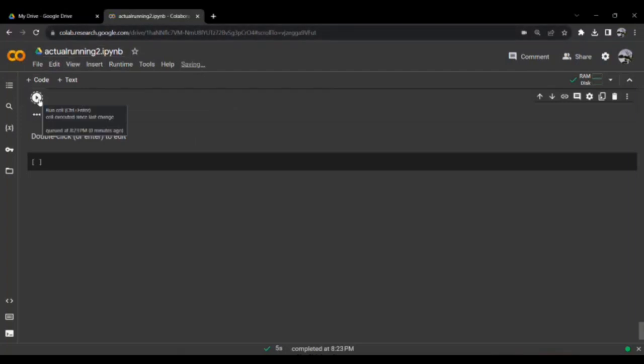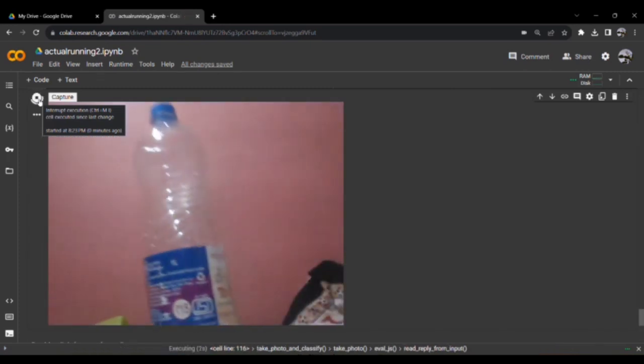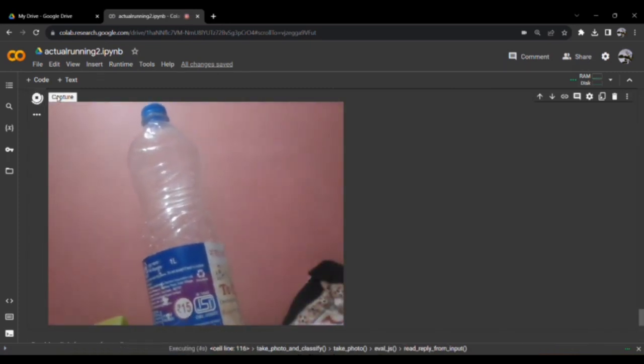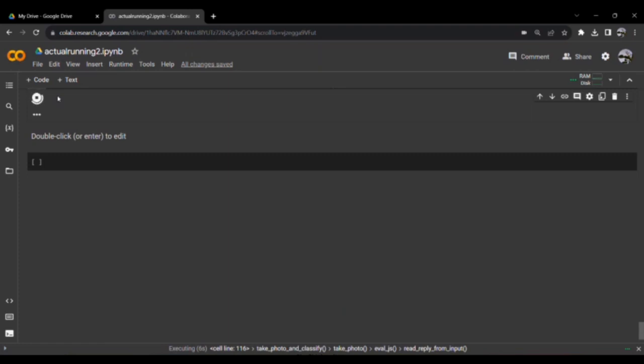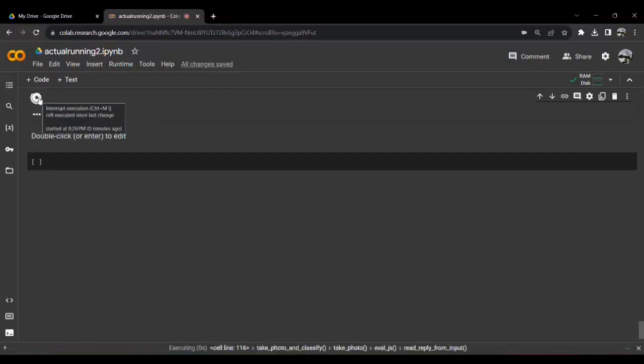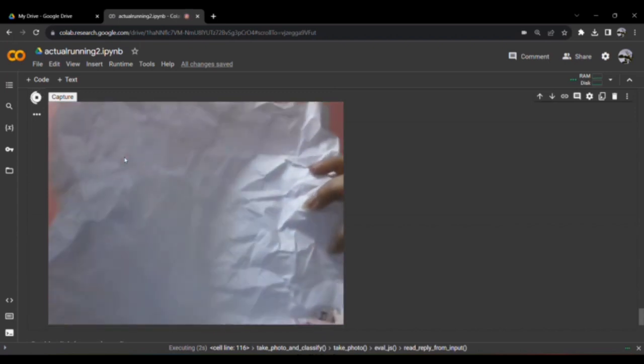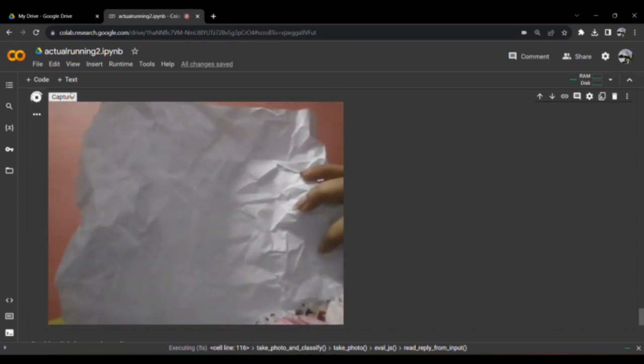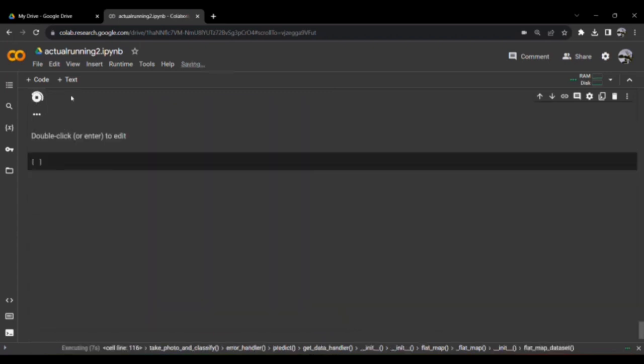Now we run our model, which opens the webcam feature of our laptop. Then, in front of the webcam, we place a plastic bottle, which is a non-biodegradable object, and capture its image. Our model correctly classifies it as a non-biodegradable object. We again run our model, which again opens up the webcam feature of our laptop, but this time we show a paper in front of the webcam, which is a biodegradable object, and our model correctly classifies it as a biodegradable object.